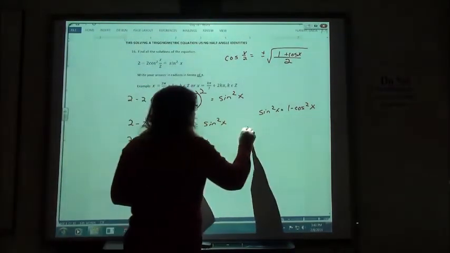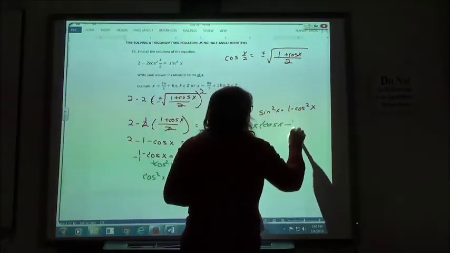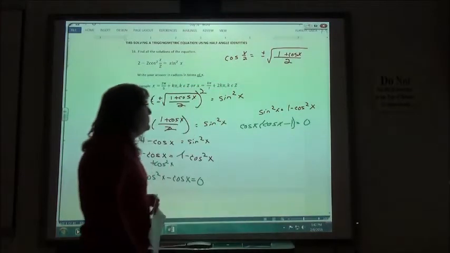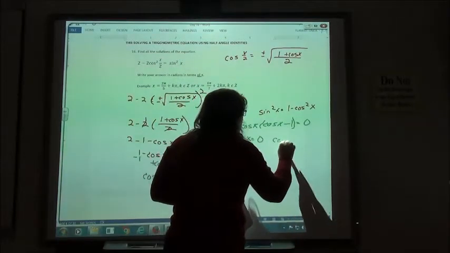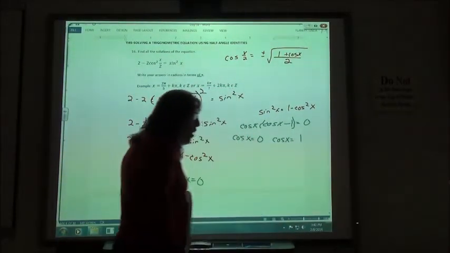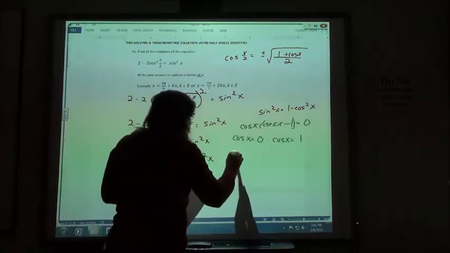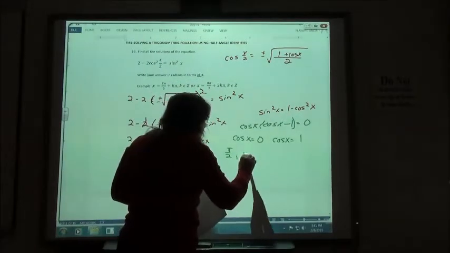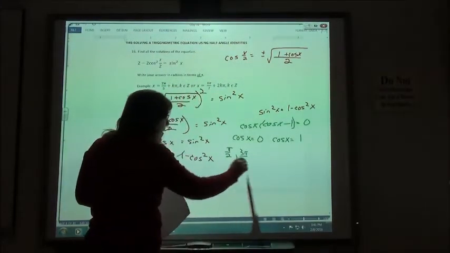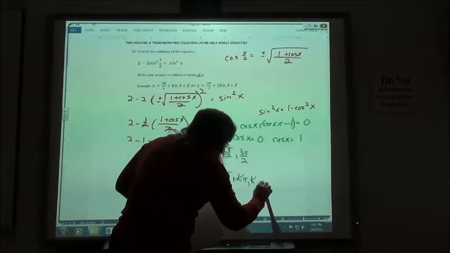Factoring that, I would have cosine of x times cosine of x minus 1 equals 0. So either my cosine of x is going to equal 0, or my cosine of x is going to equal positive 1. I am then going to look those values up on my table. So cosine equals 0 is at pi over 2, and also at 3 pi over 2. But those we can combine. So pi over 2 plus k pi, with k being an element of z.